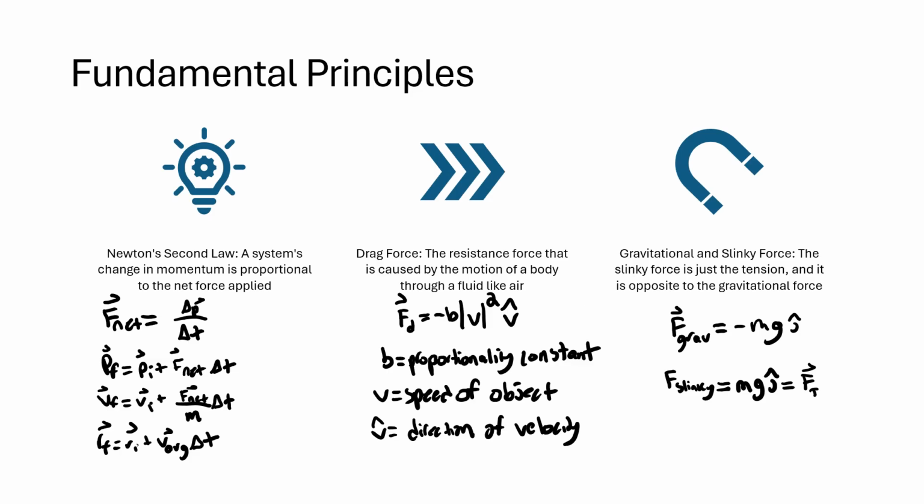So our fundamental principles were Newton's second law, which is that a system's change in momentum is proportional to the net force applied, and that can be shown by F net equals change of P over change of T. We also use drag force, which is a resistance force that is caused by the motion of a body through a fluid like air. Most fluids like water, air, any other fluid has a resistance force applied, so we use that. And then our gravitational force, which is the same magnitude as the tension, and it's opposite to the gravitational force.